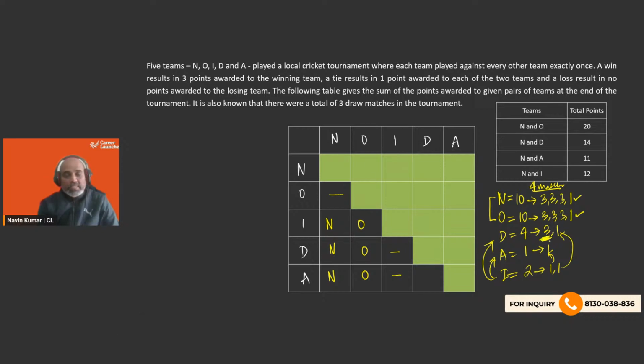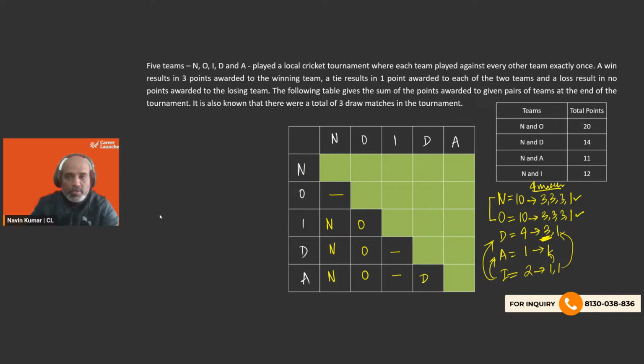This 3 is left, as in 1 win of D is left. So the only match left for D, where he has not won so far, is this last cell. So D is supposed to win that match against A. So D wins it. I hope this part is clear, right? Okay. So let's do one thing.